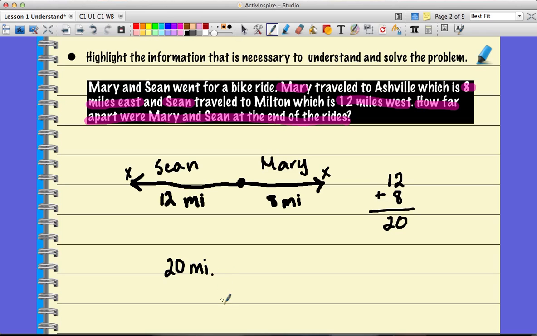Okay, it's very important to label our answers. If you don't label, you do lose points. Right? We have to know what you're talking about. Are you talking about miles? Are we talking about kilometers? Are we talking about monkeys, bananas? We have to know what it is. Right? So our answer is they were 20 miles apart.